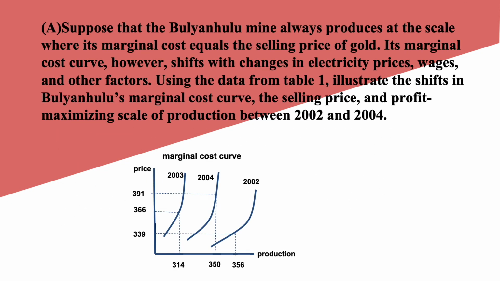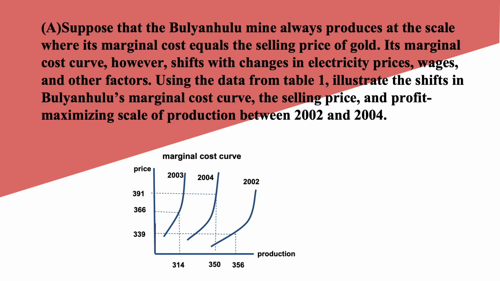A. Suppose that the Bulyanhulu mine always produces at a scale where its marginal cost equals the selling price of gold. Its marginal cost curve, however, shifts with changes in electricity prices, wages, and other factors. Using the data from Table 1, illustrate the shifts in Bulyanhulu marginal cost curve, the selling price, and profit maximizing scale of production between 2002 and 2004.